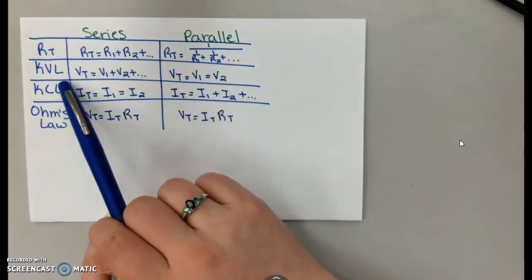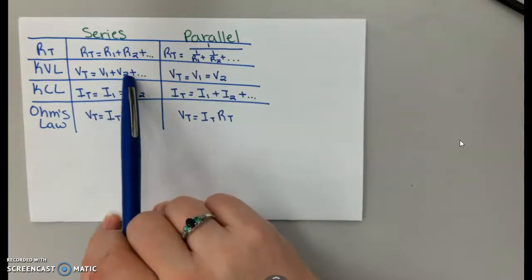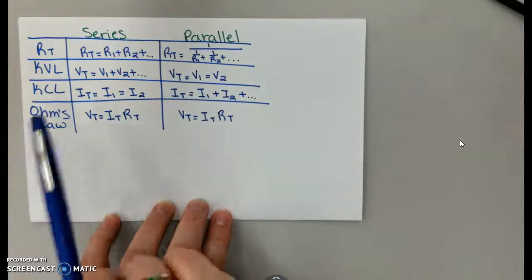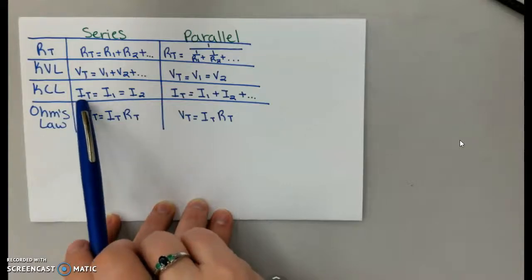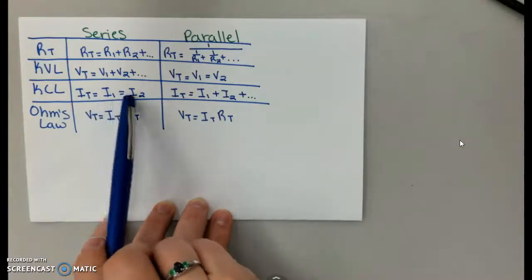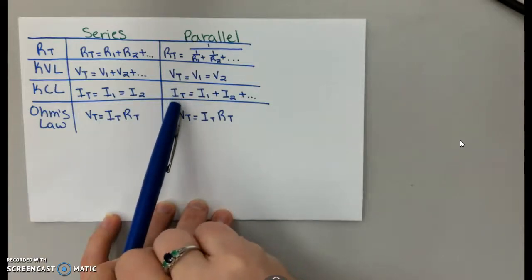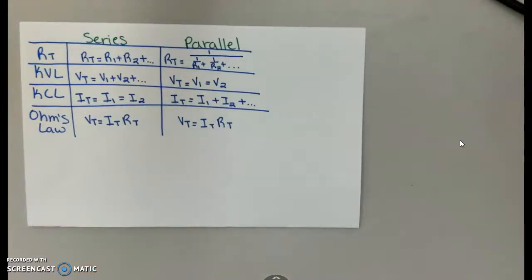Our voltage for a series circuit is equal to the sum of the voltage across each resistor, and in parallel, the voltage is the same across each resistor. And then it's the other way around for current. In a series circuit, the current is equivalent across each resistor, and in a parallel circuit, the total current is the sum of the current across each resistor. And then Ohm's law is the same for both a series and parallel circuit, where our voltage is equal to the total current times the total resistance.